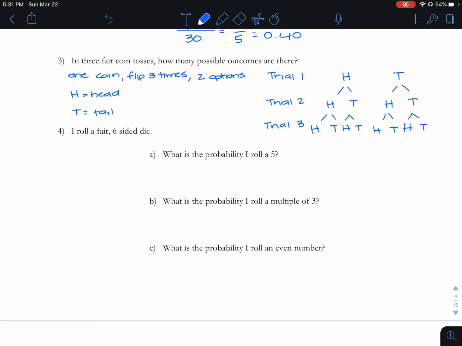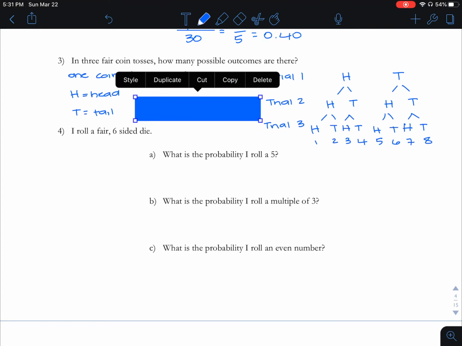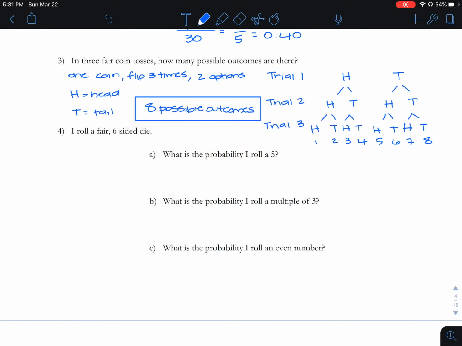The amount of possible outcomes is actually this last row here. How many do I have? 1, 2, 3, 4, 5, 6, 7, and 8. So in total, I have 8 possible outcomes. This is my final answer: 8 possible outcomes.